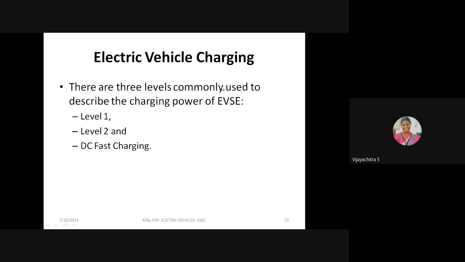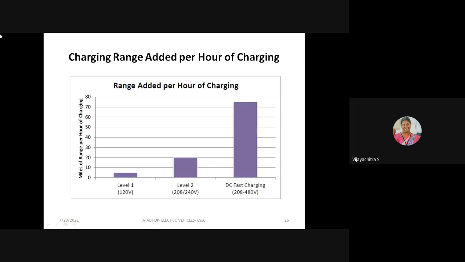There are three levels commonly used to describe the charging power of the electric vehicle supply equipment. One is level 1, the second is level 2, and the third is DC fast charging. Okay, there are three levels. Each level can vary depending upon the power it requires and the mileage it provides. So we will see one by one.